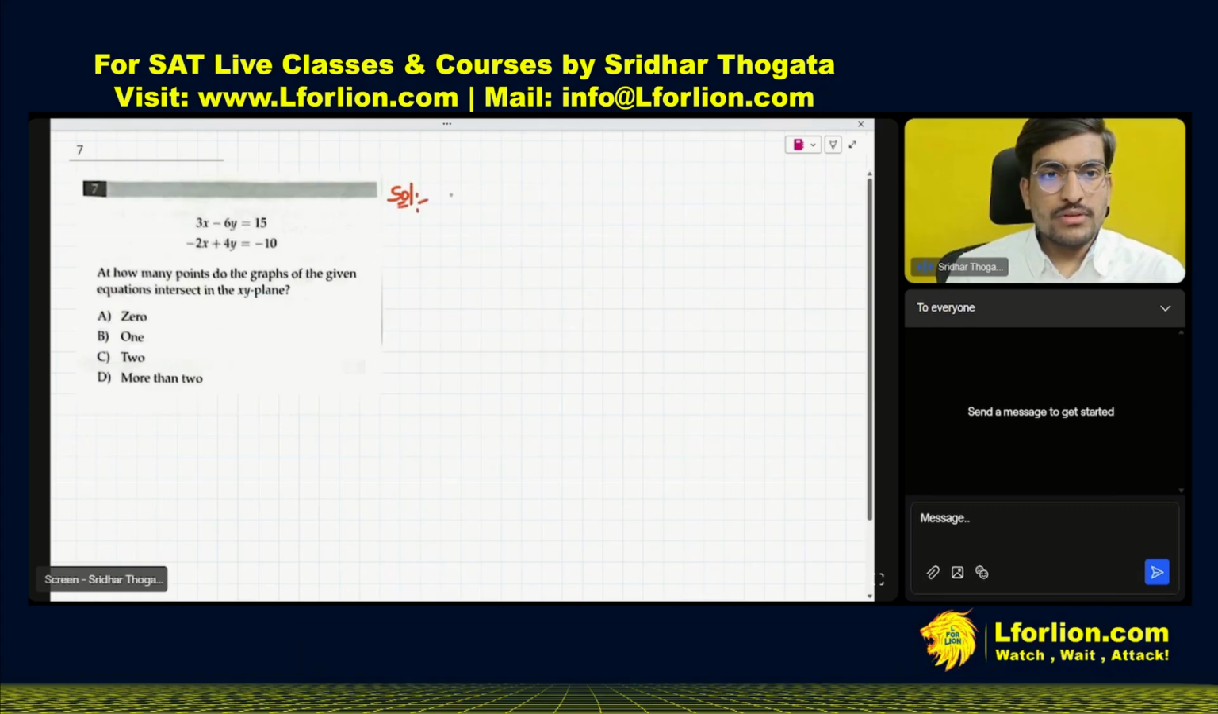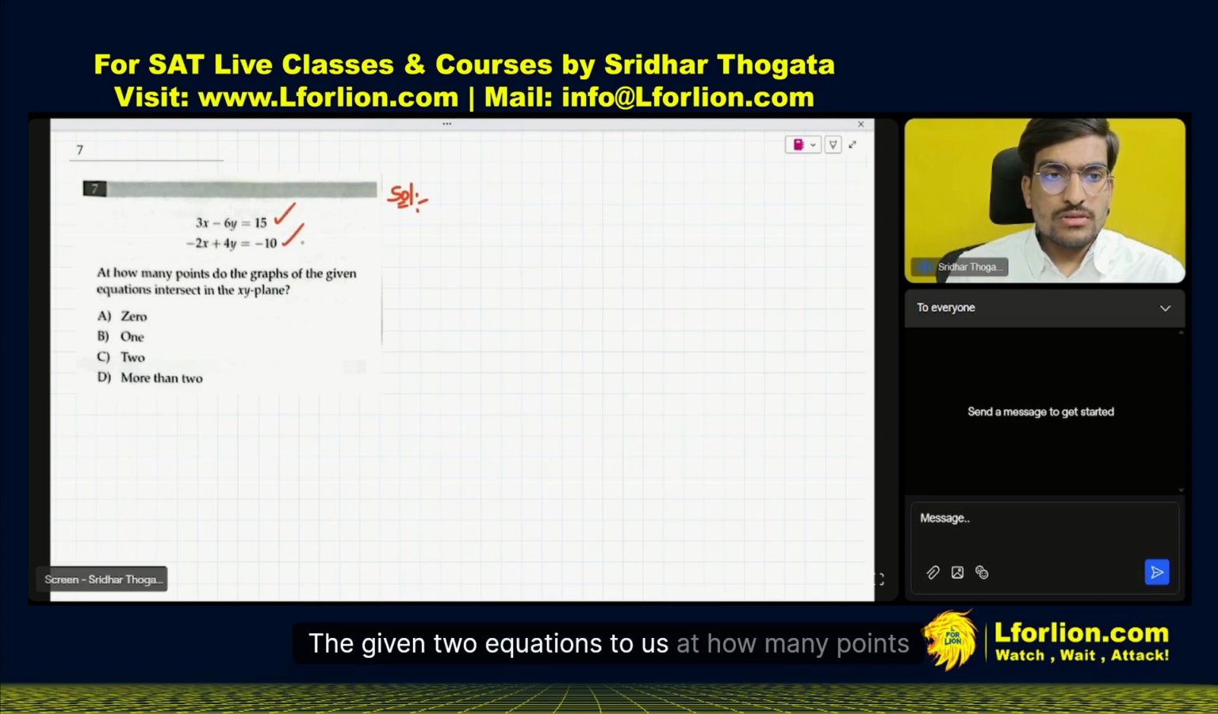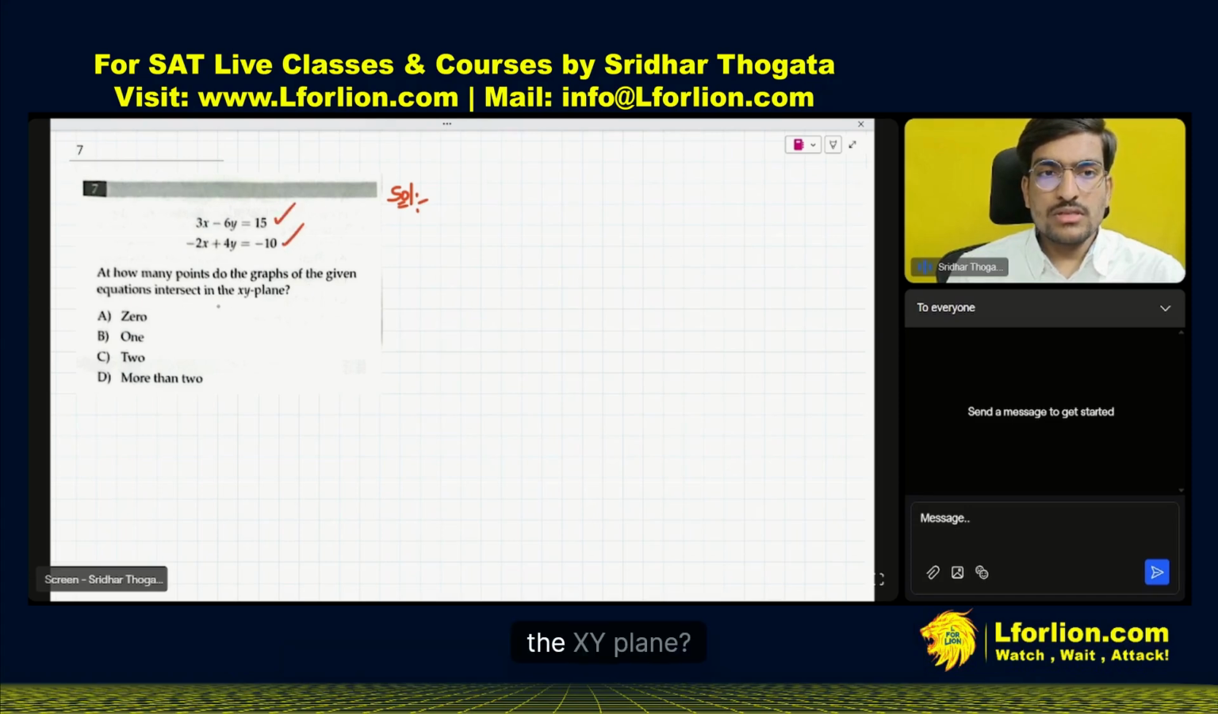Question number 7. They have given two equations to us. At how many points do the graphs of the given equations intersect in the xy plane? We just have to check at how many points they will intersect. Just try to solve the equations, or you can check using Desmos as well. So let's solve it first.